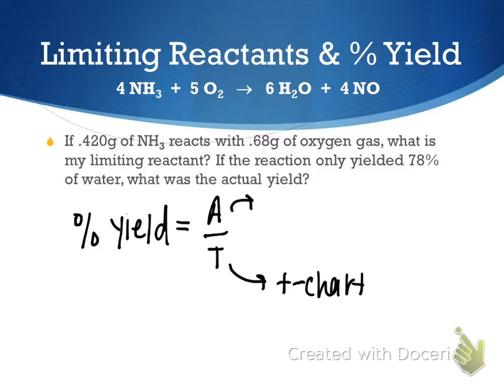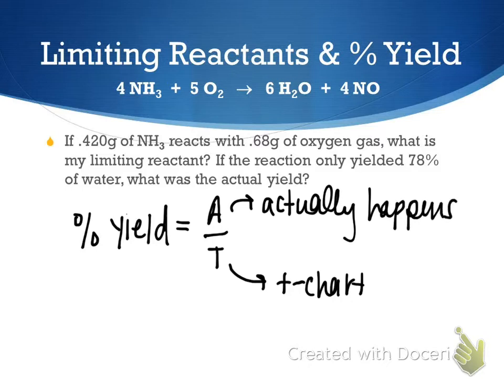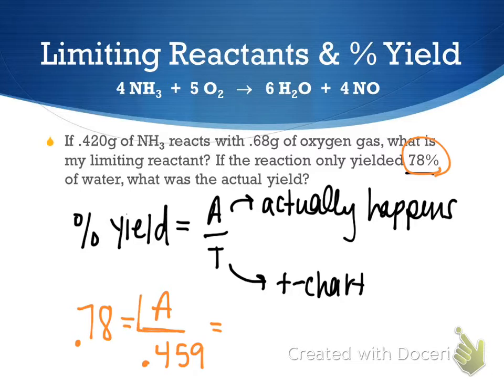Right? This is what actually happens in a lab setting. Okay? So here it tells us we had a 78% yield. When we go to plug this in, we don't use it as 78%, right? We have to convert that to a decimal. So we'd say 0.78, which is the same as 78%, equals actual over theoretical, which our theoretical yield from our T-chart there was 0.459 grams of water.